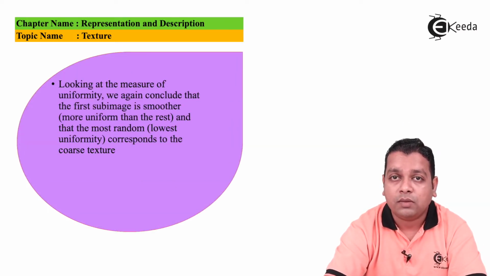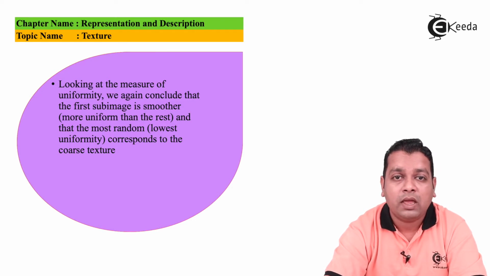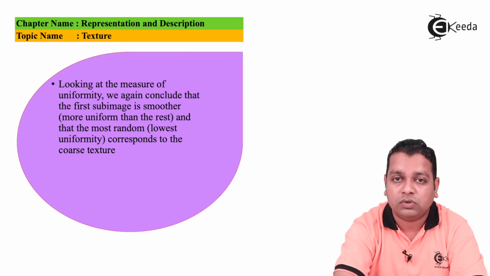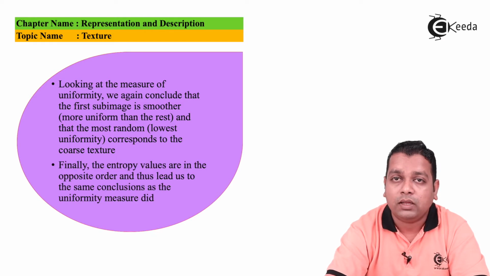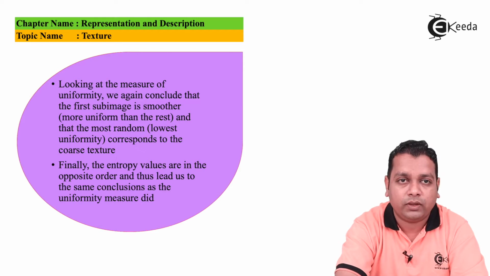Now looking at the measure of uniformity that we have shown in one of the columns, we again conclude that the first sub image is smoother, that is more uniform than the rest of the images, and that the most random, that is having the lowest uniformity, corresponds to the coarse texture. Finally, the entropy values that we have discussed are in the opposite order and thus lead to the same conclusion as the uniformity measures did.